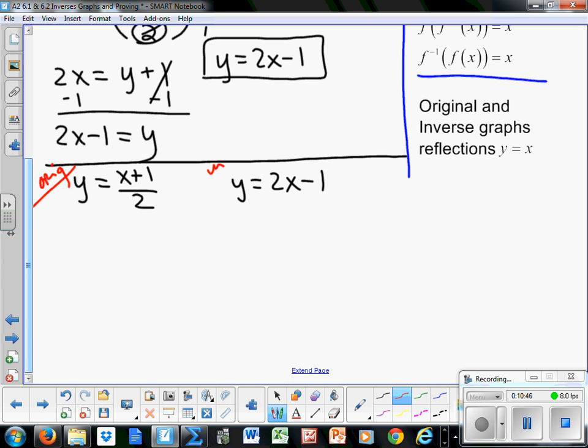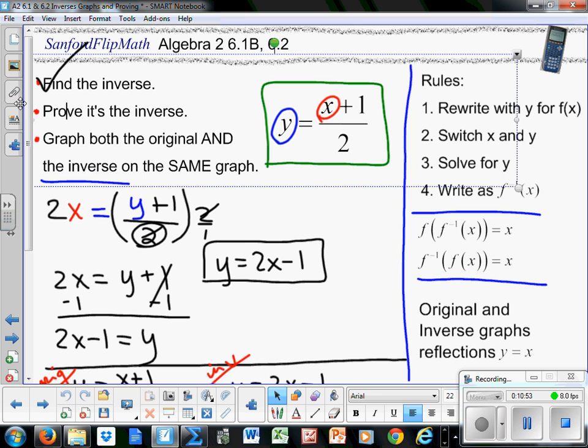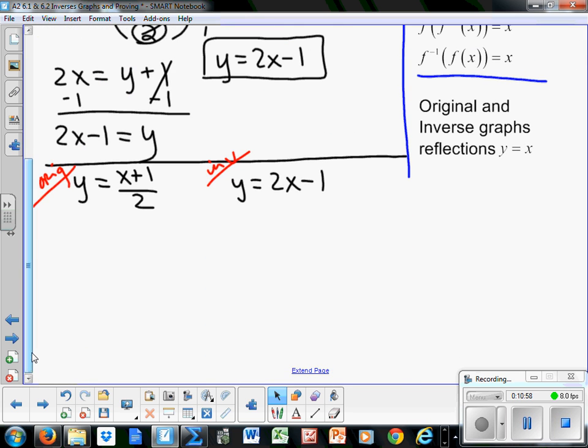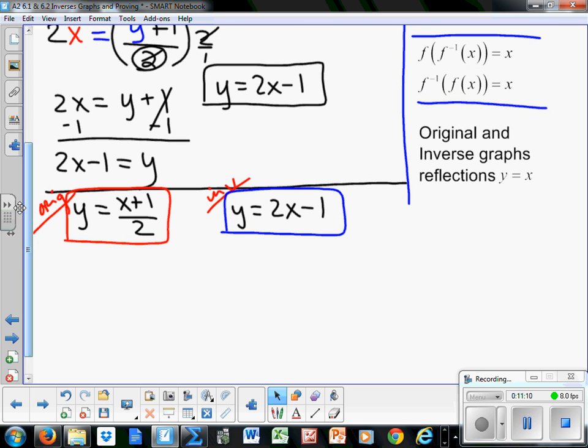This is the inverse. Okay. All right, so now what we're going to do is prove that these two are inverses. They should be, because I just solved them, so I'm hoping they are. But what I want to do is prove it using the definition of inverses. The definition of inverse says, if I put one inside the other, I should get x, both ways.